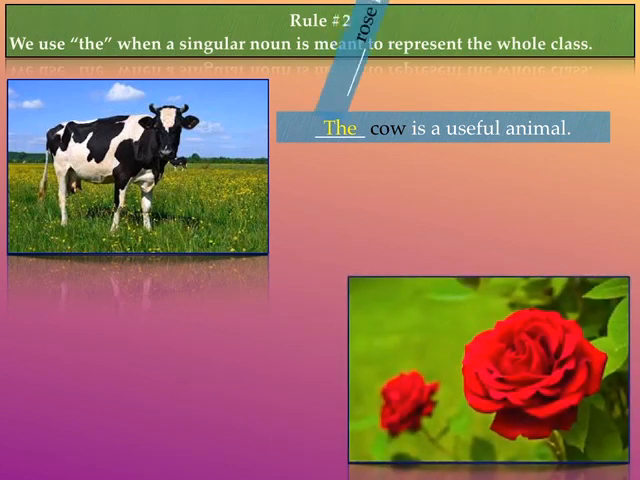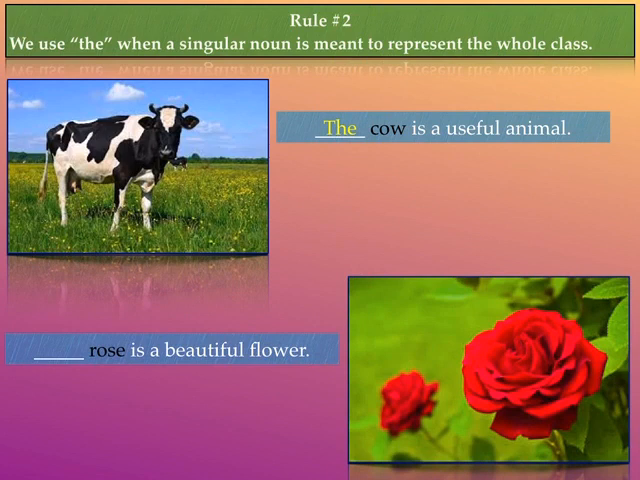Let's see one more example. Over here, we can see the image of a rose. The rose is a beautiful flower. Here also, one singular rose is representing all the roses. And so, we have to use the over here also as an article along with the noun rose. The rose is a beautiful flower.